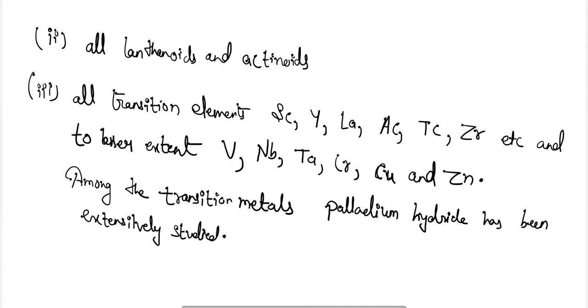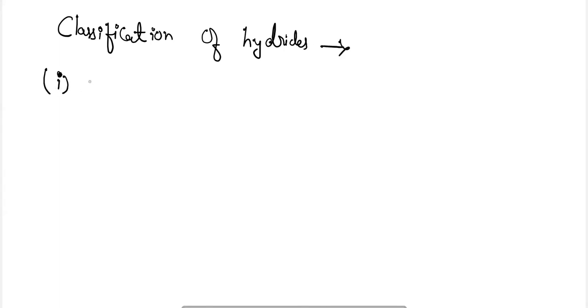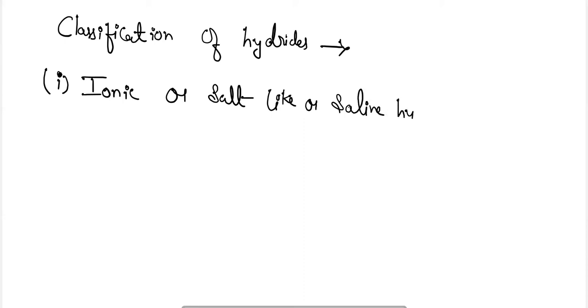Now, on the basis of their physical and chemical properties and on the types of bond, the hydrides can be classified. So there are generally three types of hydrides. Number one is the ionic or salt-like or saline hydrides.